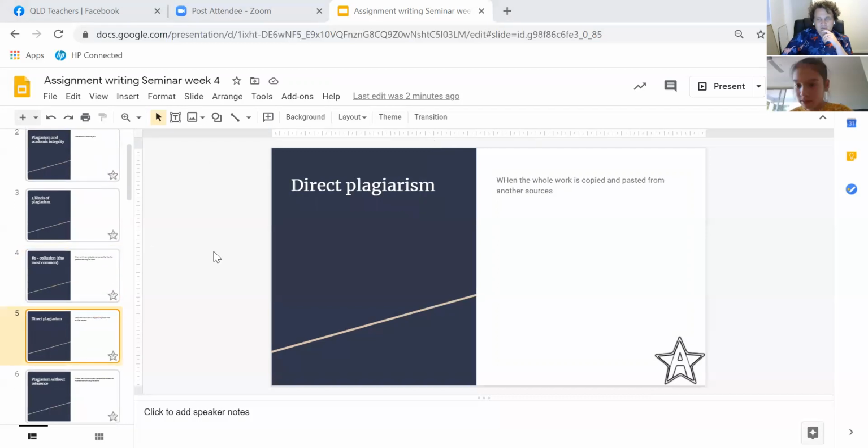So this is the one with referencing, when you simply copy and paste work from another source and you don't give a reference to it. Can we copy and paste direct quotes? Yes, we can. If we copy and paste a direct quote, it has to go into quotation marks with a reference on the end.